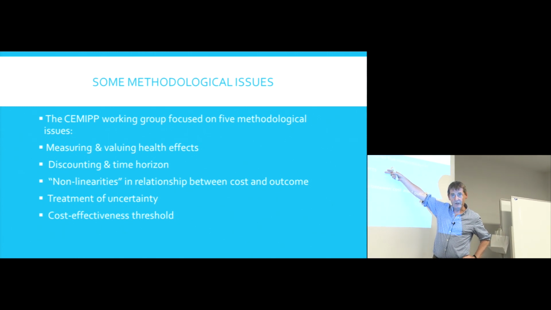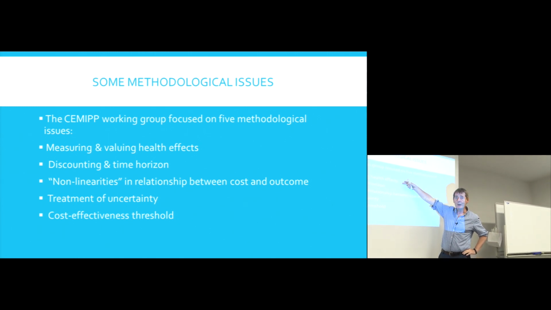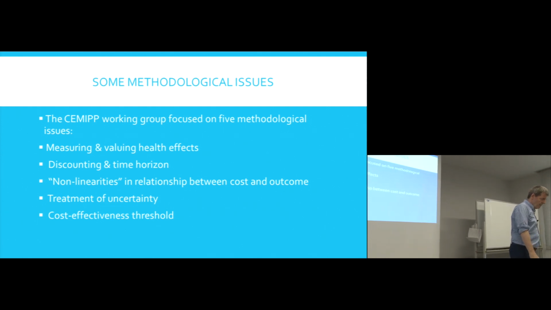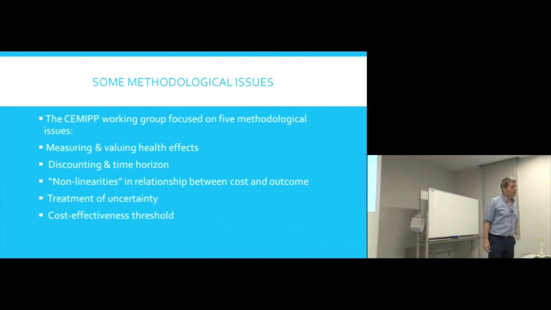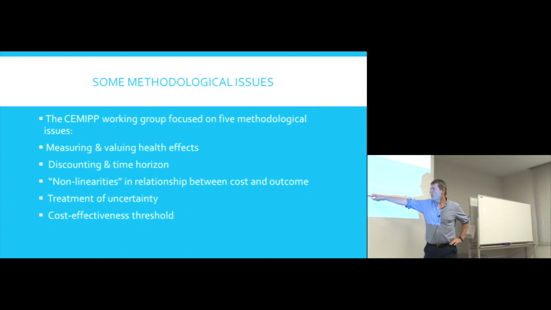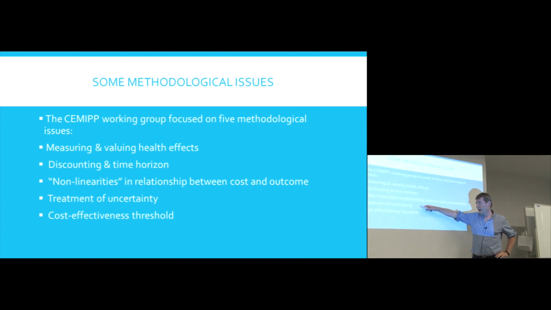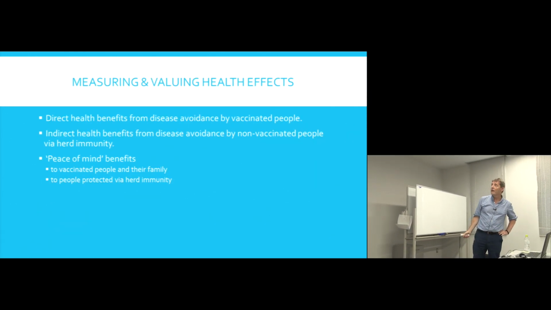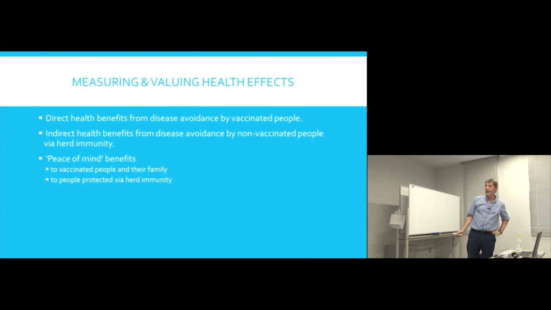There were issues, unsurprisingly, around measuring and valuing health effects. There were issues around discounting and the time horizon. There were issues about what we call non-linearities in the relationship between cost and outcome. I'll explain these once I get to them. There's some question about treatment of uncertainty, and then a question about the cost effectiveness threshold. And just a little bit on each of these. So, measuring and valuing health effects.